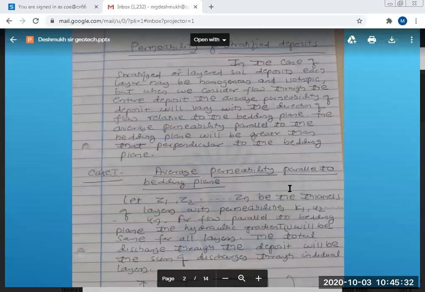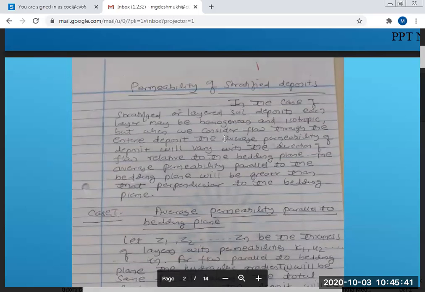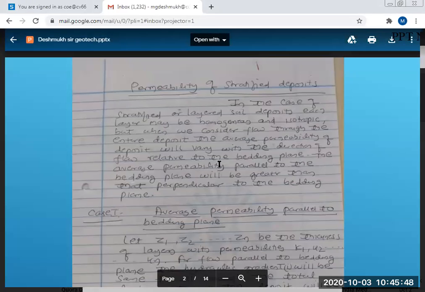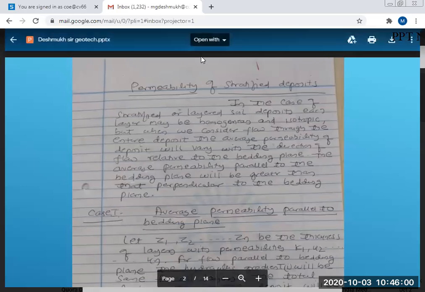See here, what I was telling about permeability: suppose it is flowing through one layer, the permeability is no problem at all. But when different layers are there, what is the effective permeability? When different layers are there, how to find the permeability? You have to find the effective permeability. So now there are two cases.